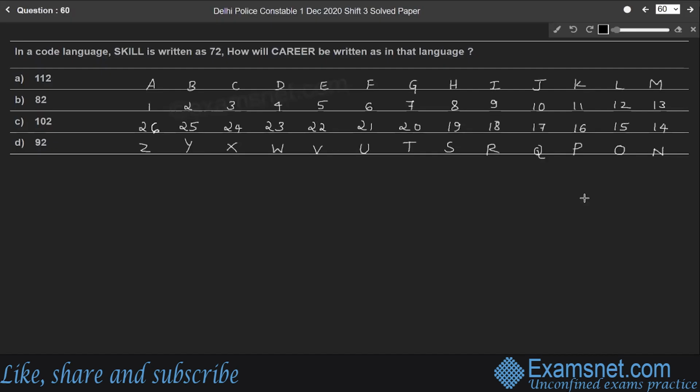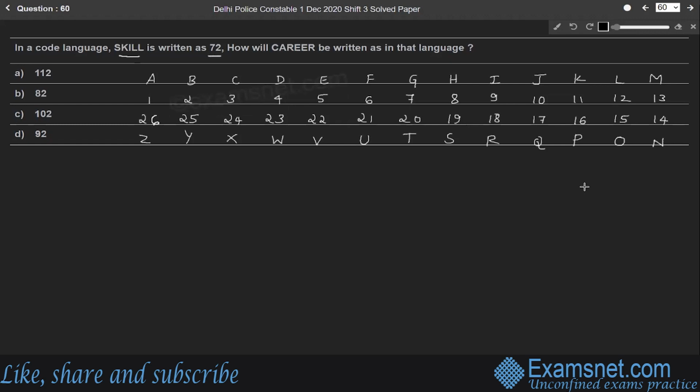Question 60. In a code language, SKILL is written as 72. How will CAREER be written in that language? So here, the positional values of the alphabets are used. SKILL is written as 72. So the positional value of S is 19. The positional value of its opposite letter, that is H, is 8. So S is coded as 8.